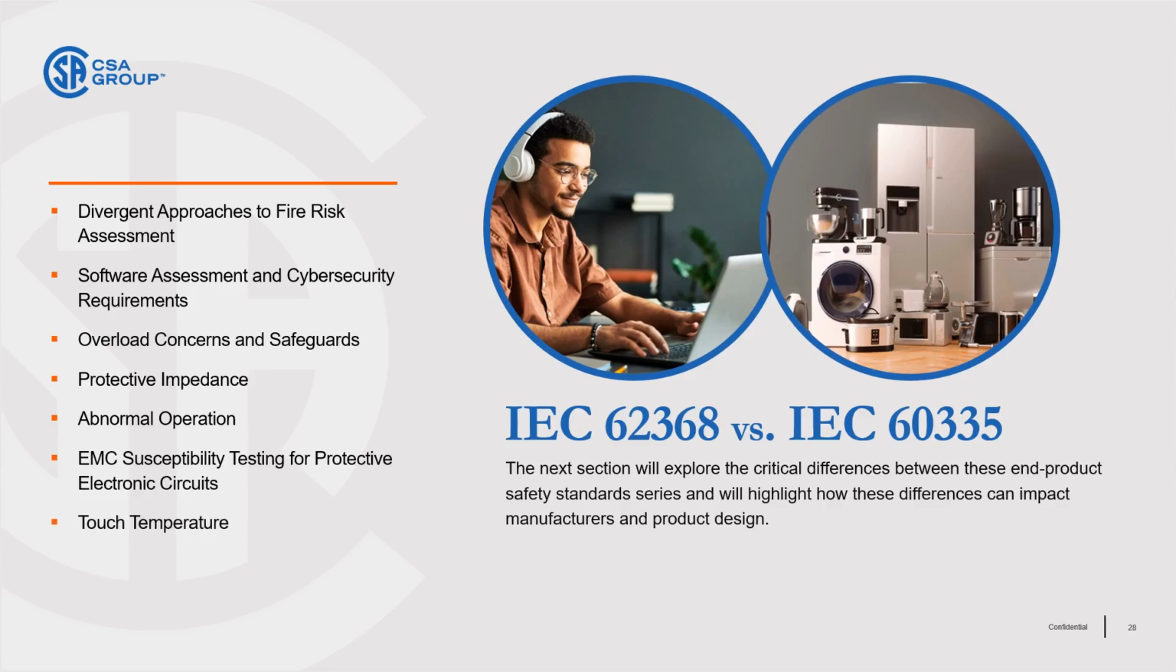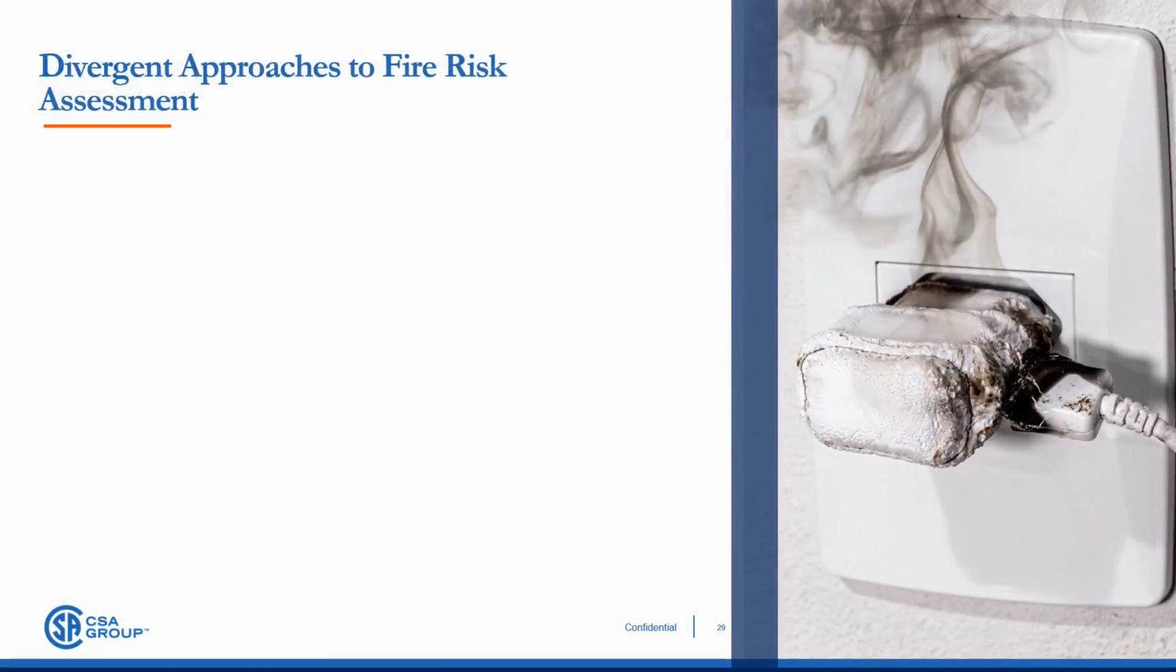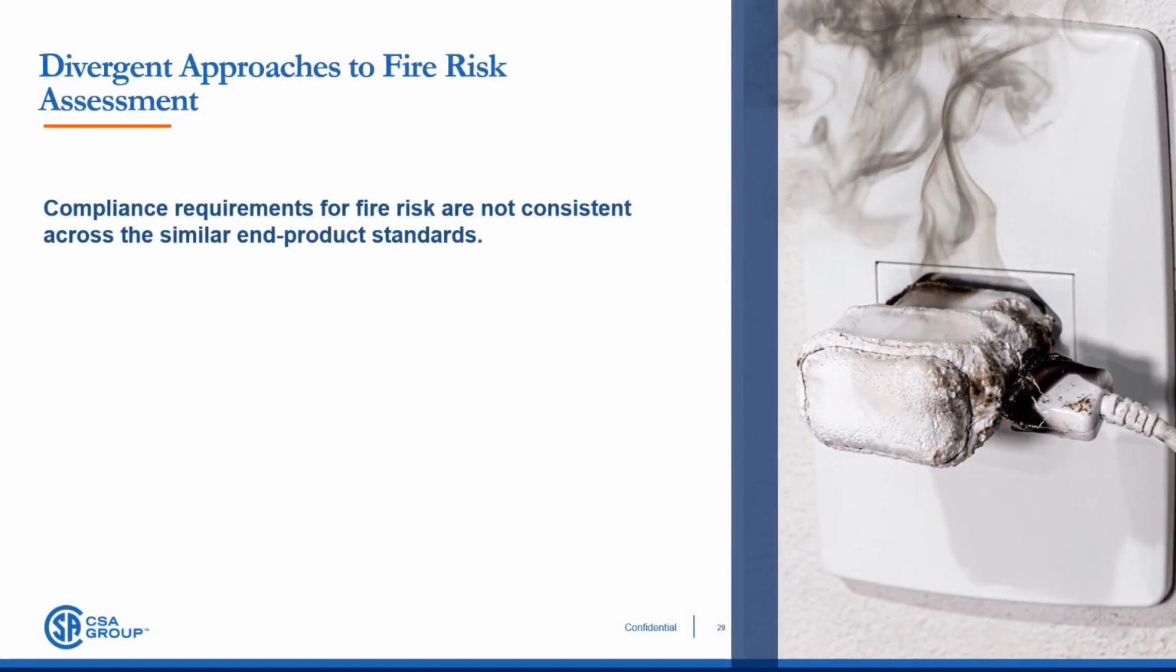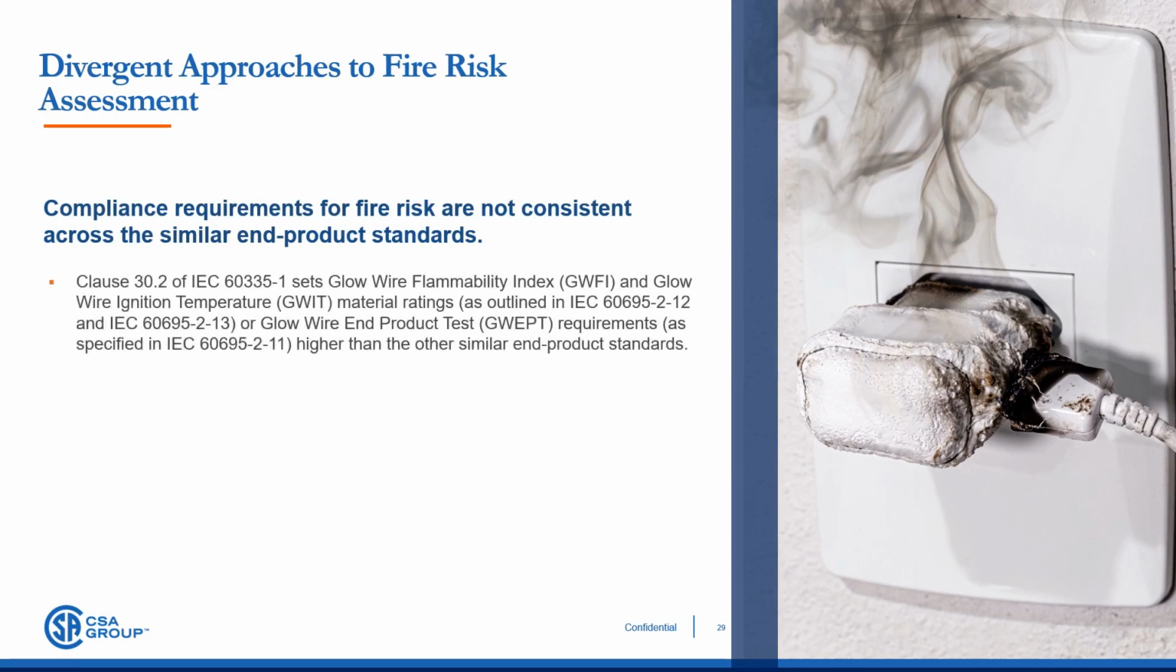The assessment of fire risk varies significantly across similar end product standards. Within the IEC 60335 series, subclause 30.2 of the 6th edition requires glow wire material ratings or end product testing at levels higher than comparable end product standards for any areas within 3 mm of a non-permanent, high-power, current-carrying connection, excluding those on printed circuit boards. This is to reduce the initial risk of ignition occurring, tailored to the specific product usage being attended or not, and the amount of current flowing through the connection.